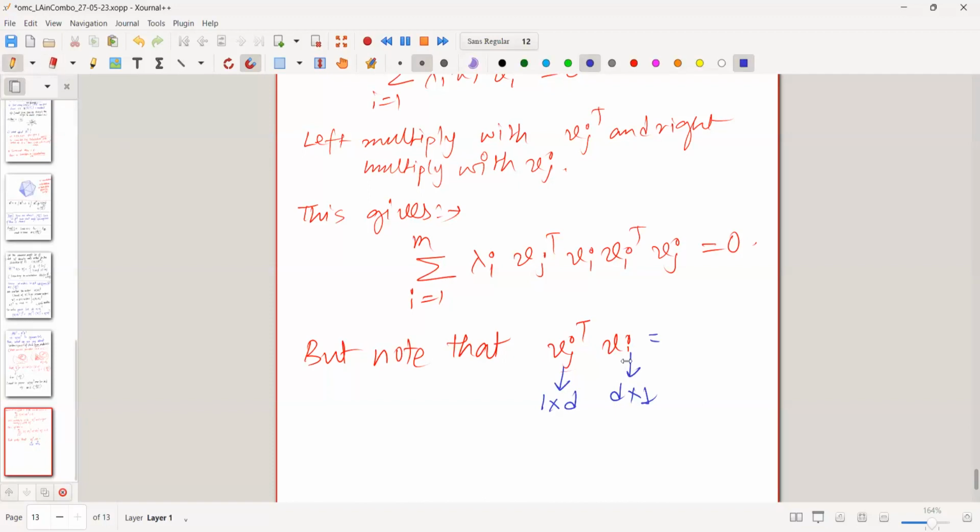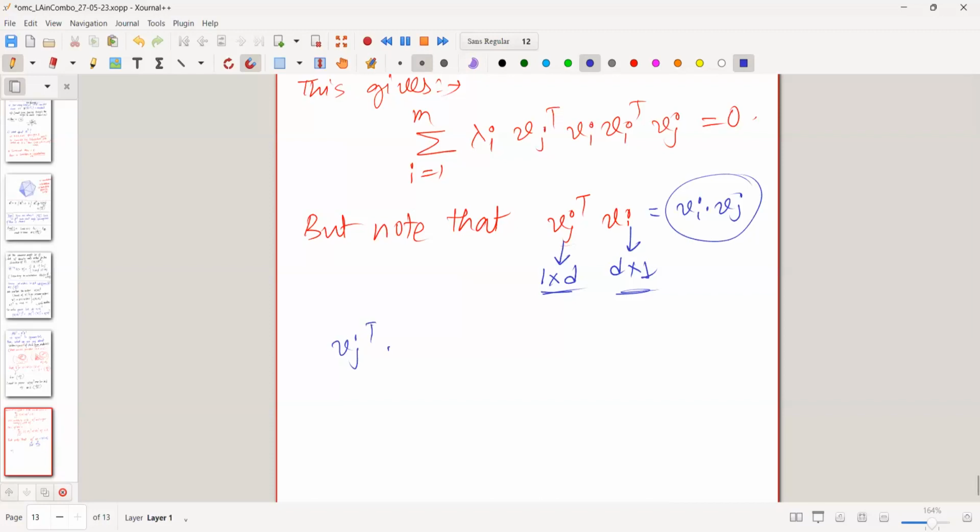This is not a dot product. What's the order of the matrix? It will be a constant. It's a 1 cross 1 matrix, right? Because you have 1 cross d and d cross 1, so it's just a constant, which is actually just equal to vi dot vj. That's the idea.